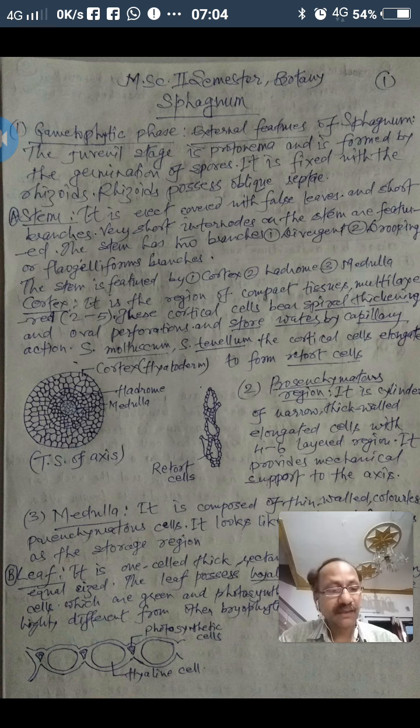Stem. It is erect, covered with false leaves and short branches. Very short internodes on the stem are featured. The stem has two branches, divergent and drooping, or flagelliform branches. The stem is featured by the cortex, hadrome and medulla.